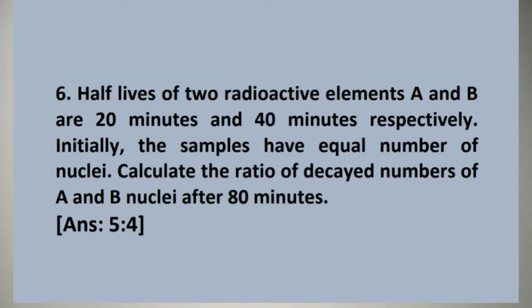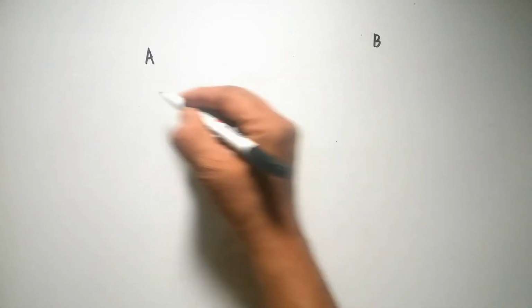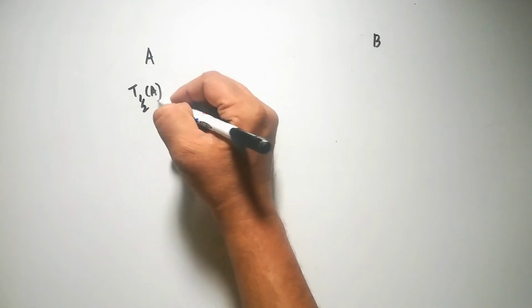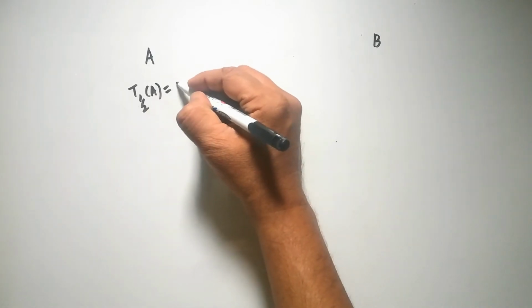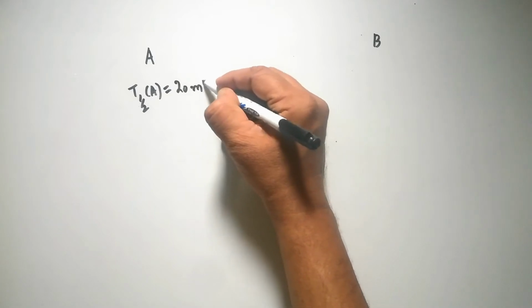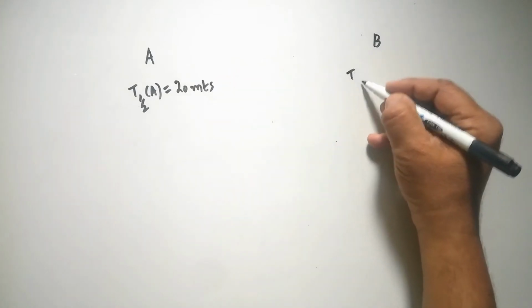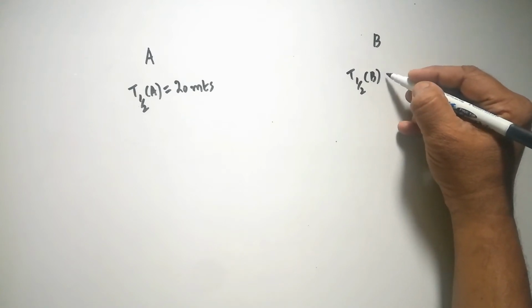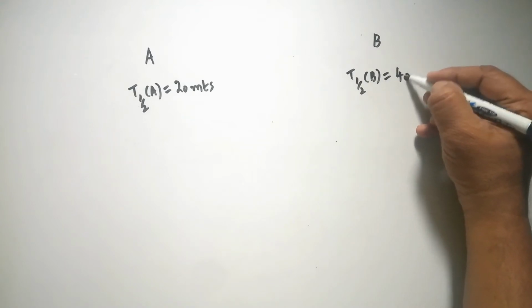Now we are going to solve the sixth problem in the ninth chapter. Here the half-lives of two elements are given, A element and B element. The half-life of the first element, A element, is 20 minutes. The half-life of the second element is 40 minutes as per the problem.